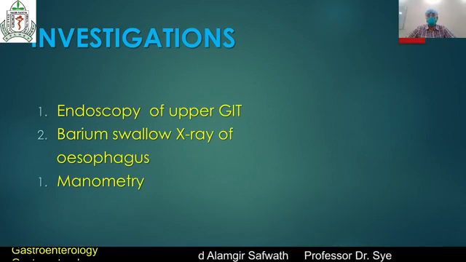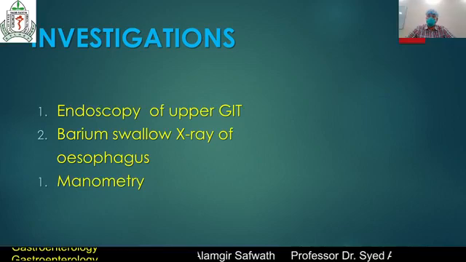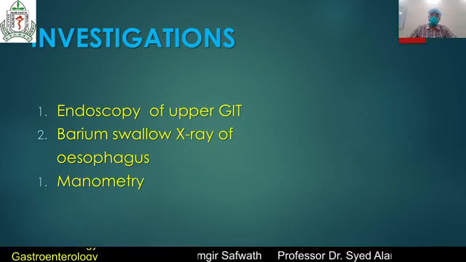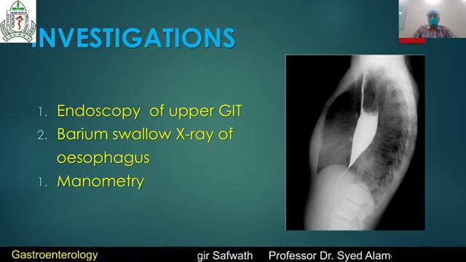Suppose a case of carcinoma esophagus can also give rise to dysphagia. A case of benign esophageal stricture, peptic stricture can give rise to dysphagia. So you have to exclude those pathology with the help of endoscopy. Then you go for barium swallow X-ray of esophagus.